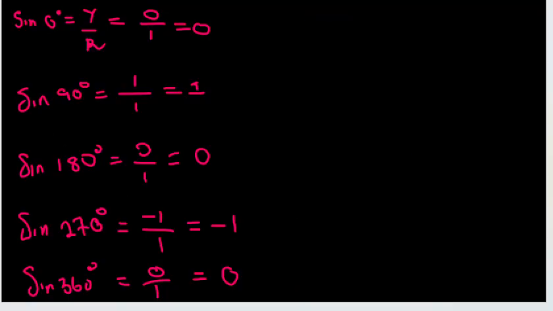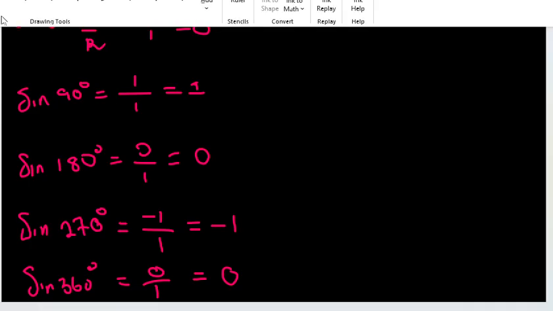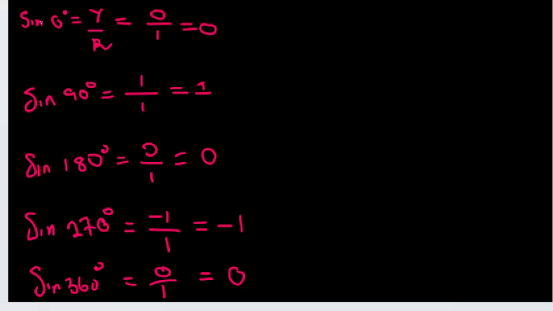After we have plotted these values over here, we now want to draw the graph. But before we draw the graph, we need to ask ourselves, what if these angles were negative? We know that negative 0 is just 0. But what if I'm having 90 in negative, 180 in negative, and so on?